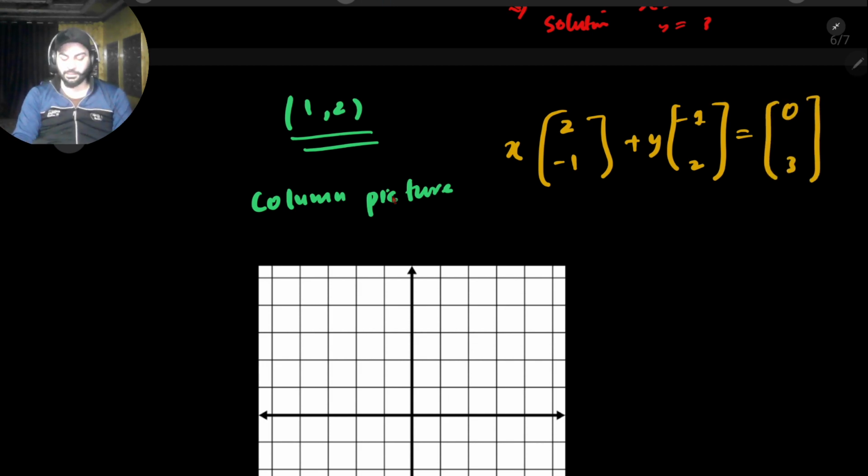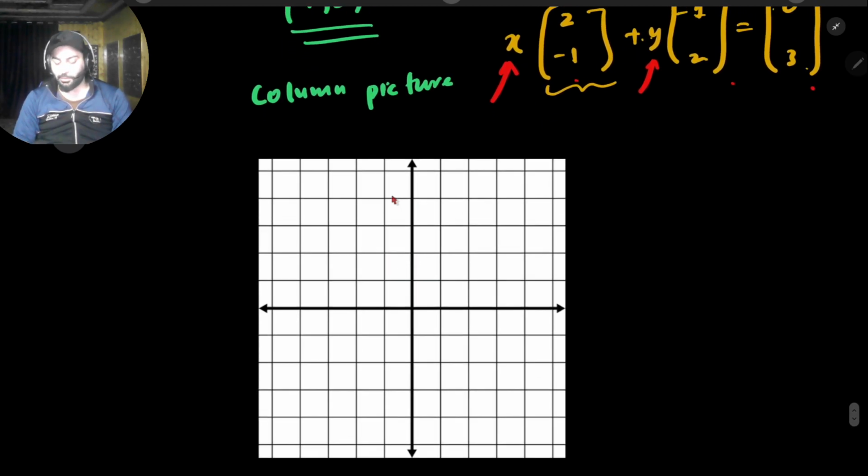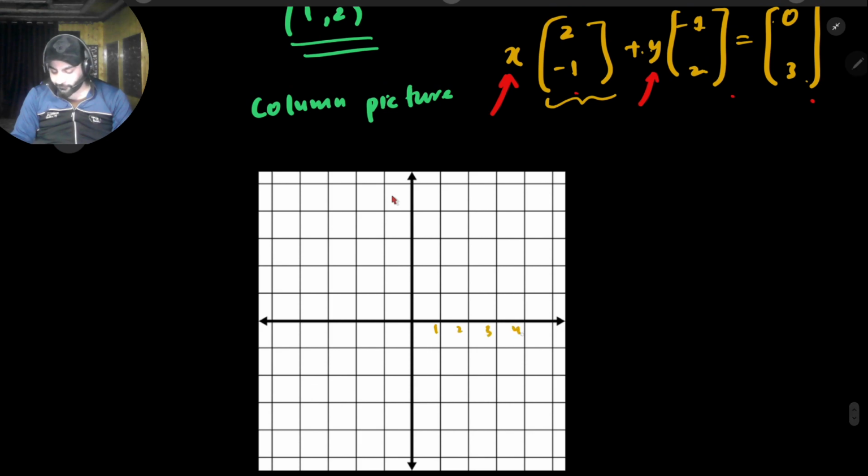Basically my job here is to find this x and this y so that this equation is satisfied. Now you know what scalar multiply is. That's why I told you to focus on scalar multiply. Now you know that this is a vector, so I can plot this vector 2 comma minus 1. I'll write 1, 2, 3, 4 and 5, minus 1, minus 2, minus 3, and so on. I want to plot this 2 comma minus 1. So 2 is here, and minus 1 is here. So this is the vector, and then I have the vector minus 1 comma 2.